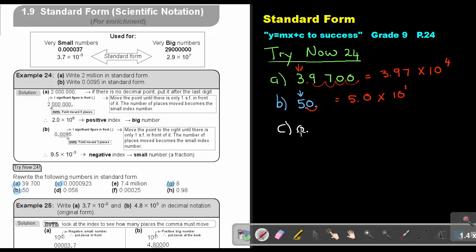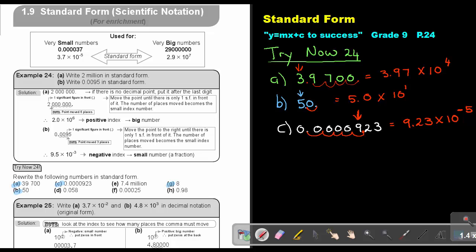Okay. If I look at number C, it's 0 point, and then how many zeros will be there? 1, 2, 3, 4. And then it's 9, 2, 3. Okay. Remember, there must just be one significant figure in front of it. So I must move it until there. So let's count. 1, 2, 3, 4, 5. So that will be 9.23 times 10 to the power, and remember it's a small number, so that's why it's negative 5, and I was moving it to the right.